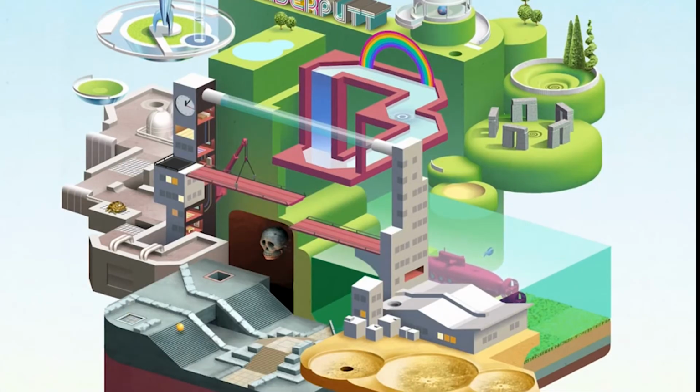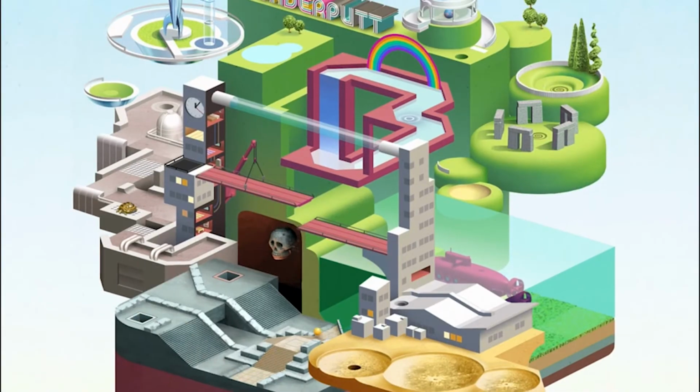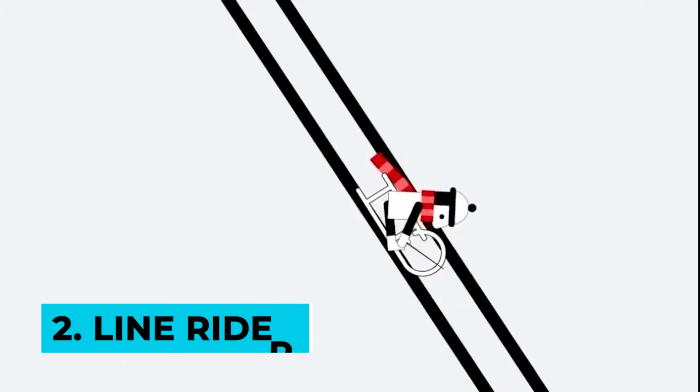With over 100,000 copies sold, Wonderputt is a fantastic mini-golf game that is ideal for passing the time while enjoying a cup of coffee. Number 2 is Line Rider.